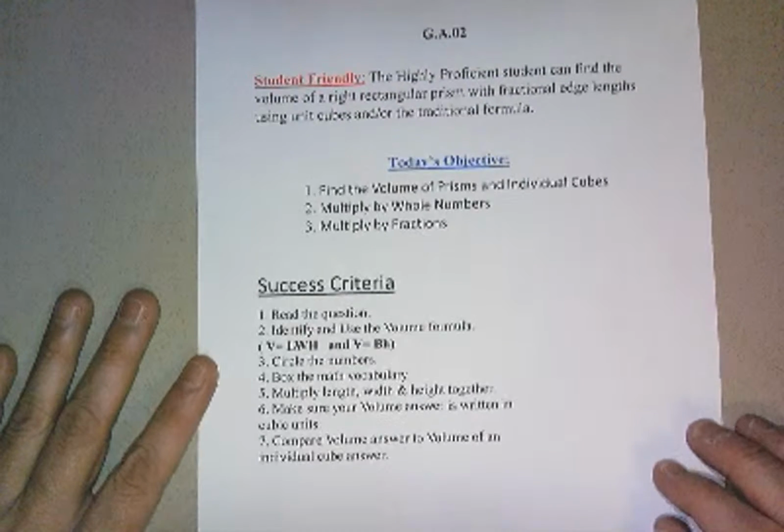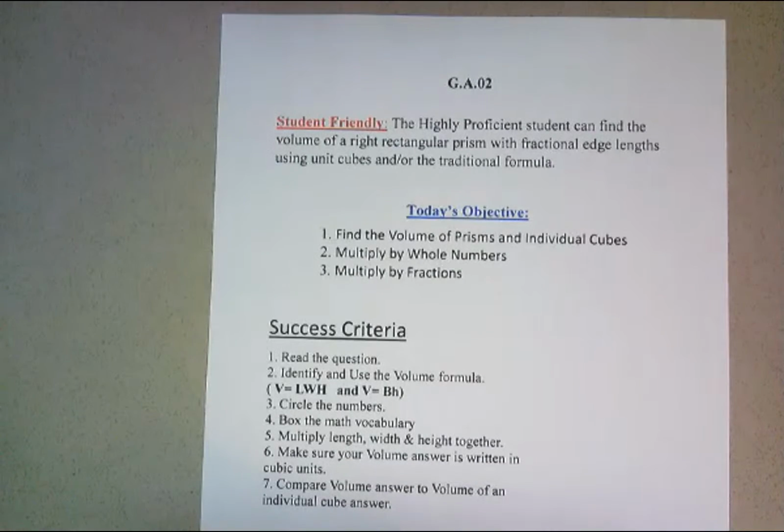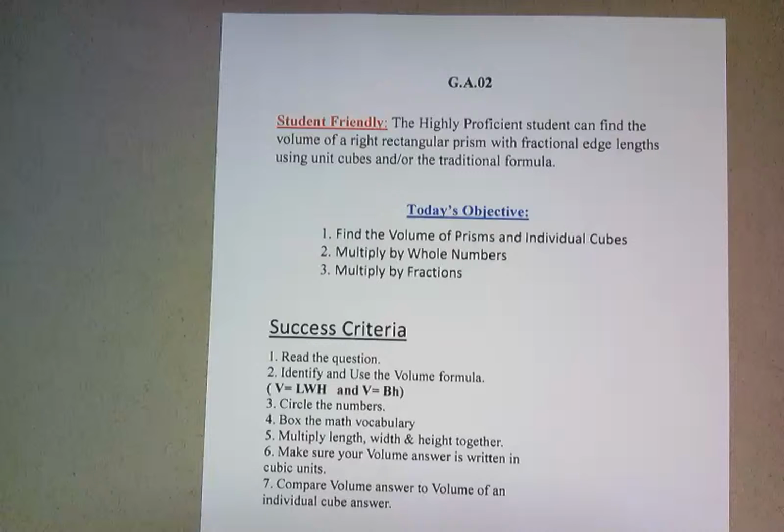Today's video, we're still talking about G.A.02 volume, and our student-friendly objective is that you can find the volume of a right rectangular prism with fractional edge lengths using unit cubes and/or the formula. So our objectives today: find the volume of prisms and individual cubes, multiply by whole numbers, and multiply by fractions.